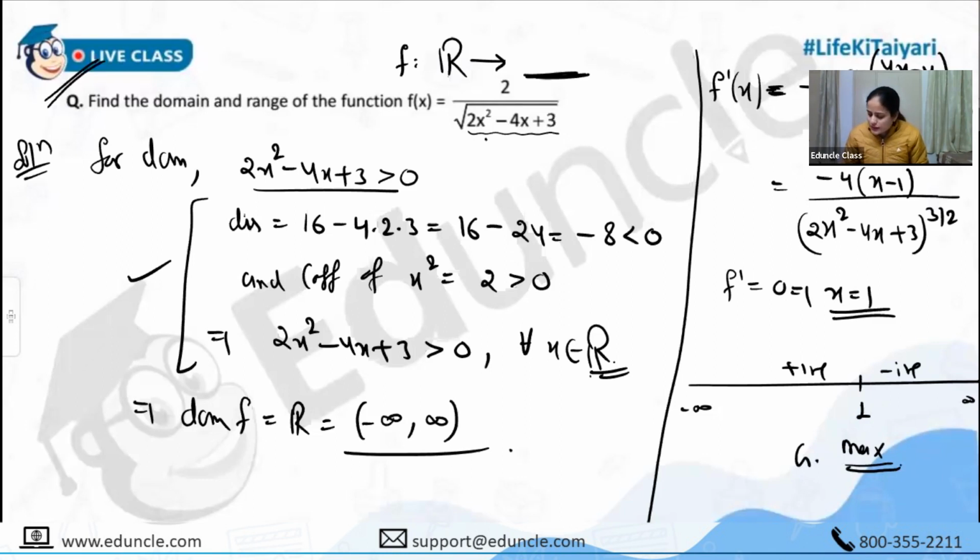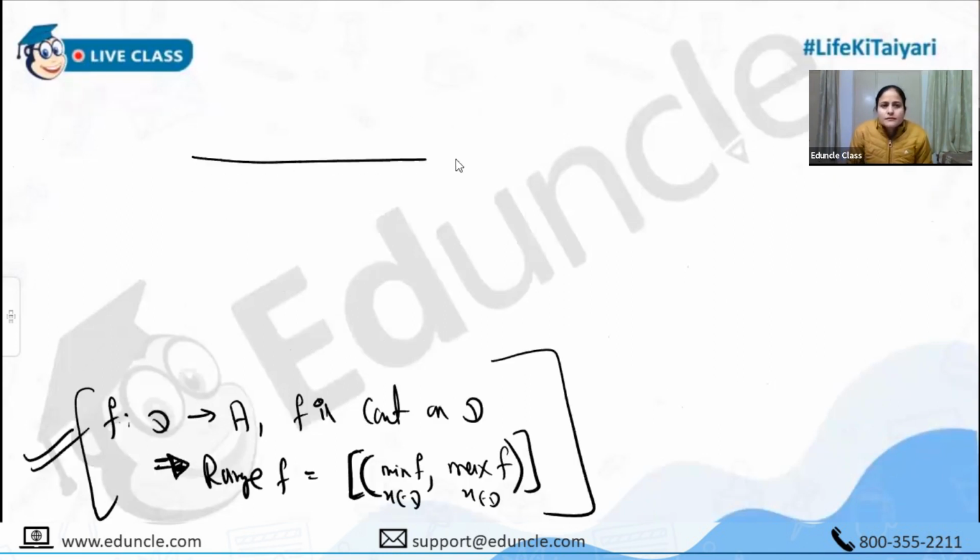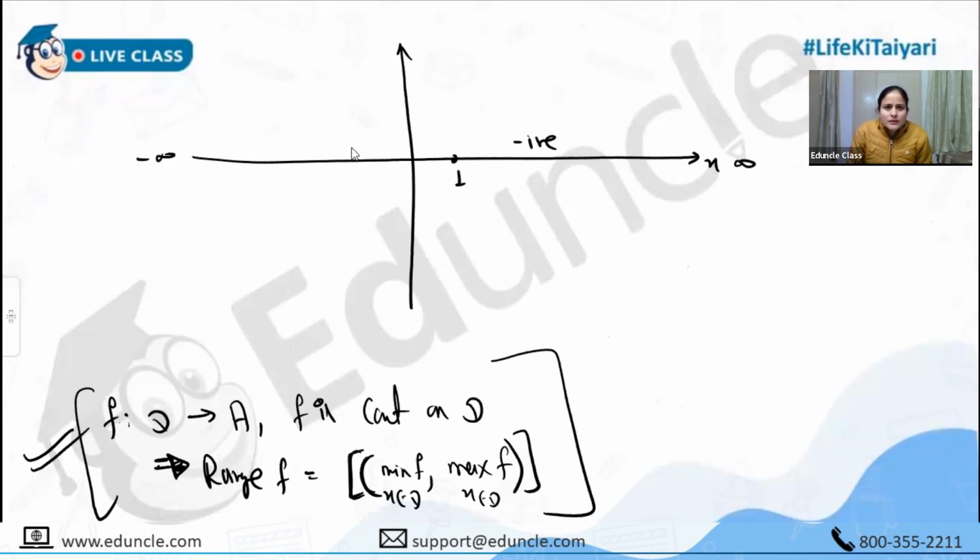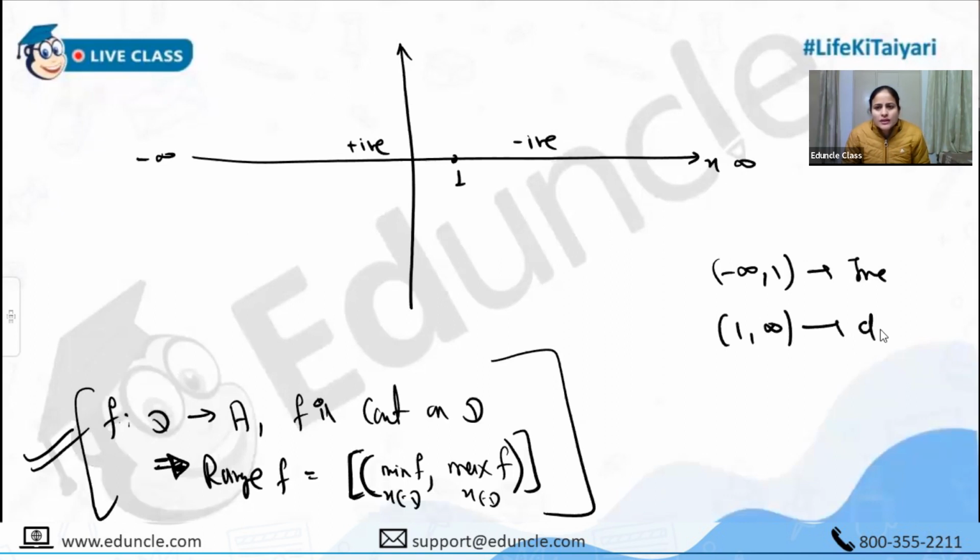ठीक है, चलो एक सेकेंड. One critical point. Here I am getting negative derivative and here I am getting positive. So in this portion, minus infinity to 1, function will increase, and 1 to infinity, function will decrease. ठीक है जी. Okay, and this is the point of maxima. अच्छा, okay. So here function increase, here function decrease.